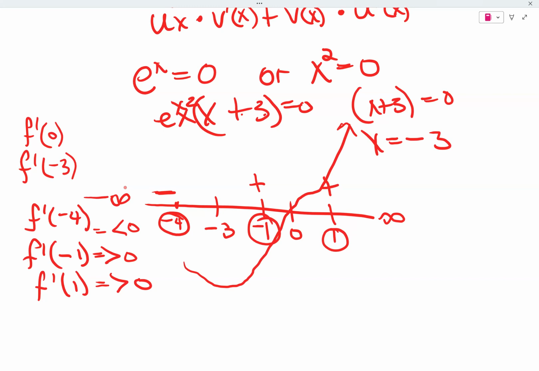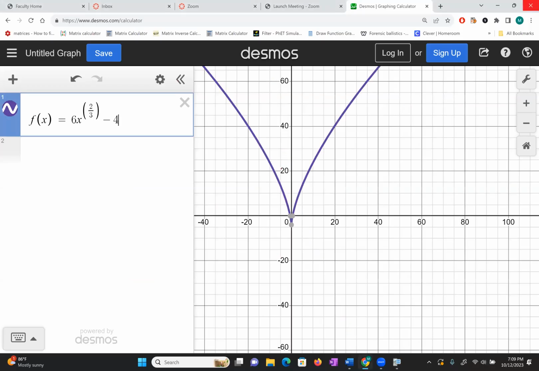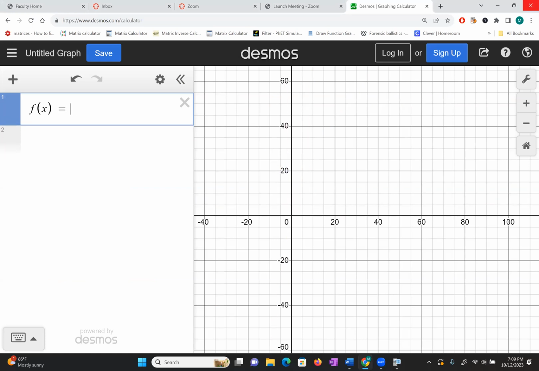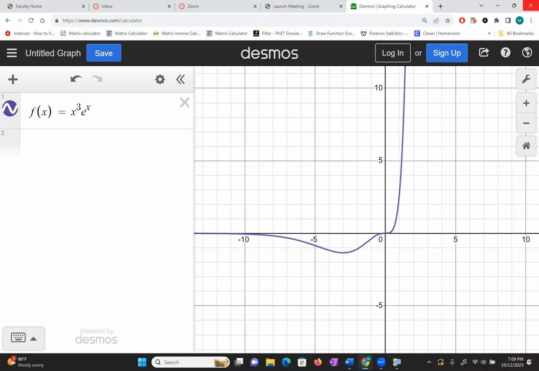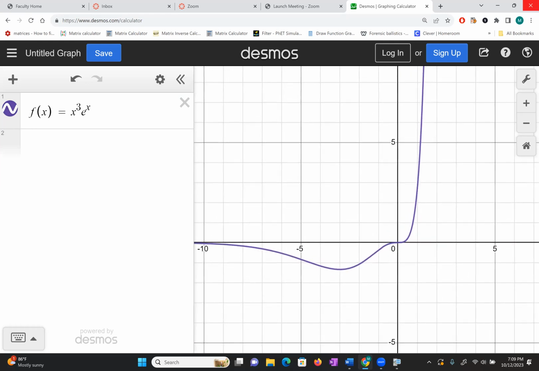So let's look at Desmos once again. If we graph it, we could see it. So here's Desmos, and we're just going to do x raised to the third, and then this will be e to the x. So that's what our function looks like. I know it's kind of weird. That's why I was like, okay, that's what it looks like. You can kind of get the behaviors as you can see it, but you could see the behavior at 3.